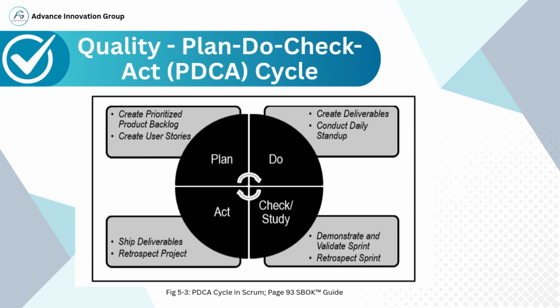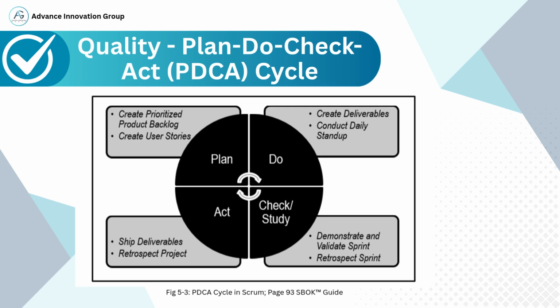The PDCA cycle, Plan, Do, Check, Act, is a continuous improvement framework, and Scrum closely aligns with it. Plan. In Scrum, planning starts with creating the prioritized product backlog and writing user stories that clearly reflect customer needs. Do. The team creates deliverables during the sprint and holds daily stand-ups to monitor progress and remove impediments.